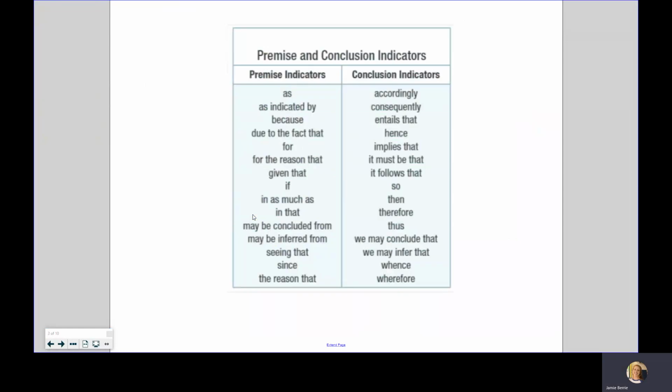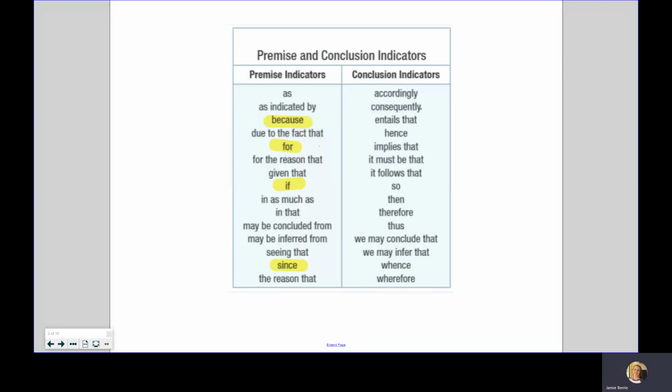Let's look at an example. First, we're going to talk about these indicators. This is a super helpful little list of words that will help you to be able to identify what part of the argument is the premise and what part is the conclusion. Some words that you may see that would indicate the premise would be words like as indicated by, because. I'm highlighting the ones that you'll see more often. Due to the fact that, for the reason that, given that, if, inasmuch as, in that, may be concluded from, may be inferred from, seeing that, since, and the reason that. I've highlighted the ones that you'll see more often, the more commonly used indicators of the premise.